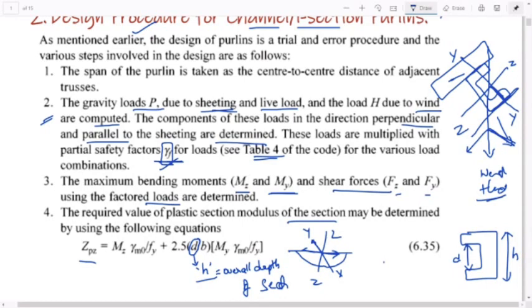So Mz, which we have calculated in step 3, and My, and gamma m0 is 1.1, and fy is the yield strength of this purlin material. Of course, it is going to be 250 Newton per mm square in most of the cases, unless mentioned. And d by b. See, what is d? Overall depth. What is b? B is the width of the flange. This is B, or of course BF.